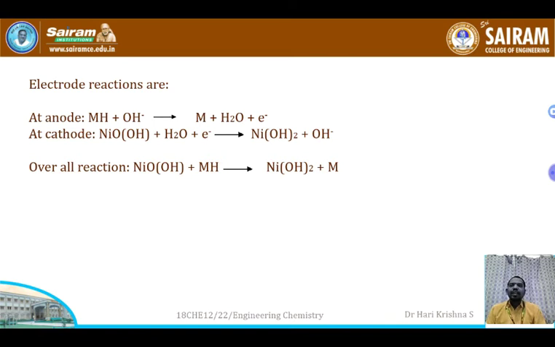At the cathode, what is the active species? The active species of the cathode is nickel oxyhydroxide. This nickel oxyhydroxide in presence of water accepts an electron and gets reduced to nickel hydroxide. So the overall reaction: we have OH minus, right? This OH minus will get cancelled. So we get metal hydride plus nickel oxyhydroxide gives nickel hydroxide and metal. So this is the overall reaction.